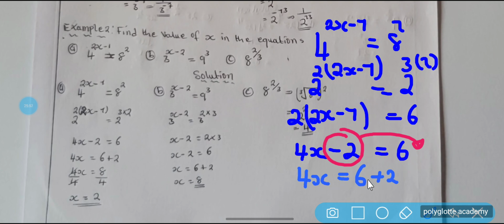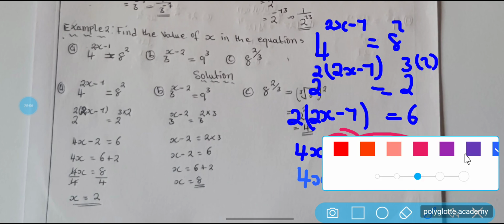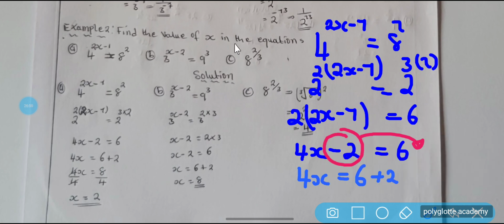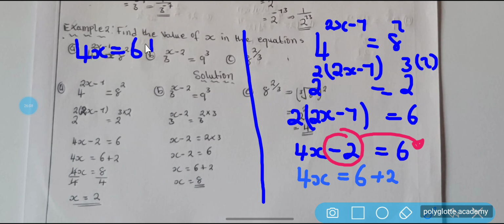So we have 4x equal to 6 plus 2. Let's continue this way. We are going to have 4x equal to 6 plus 2, which will give us 8.